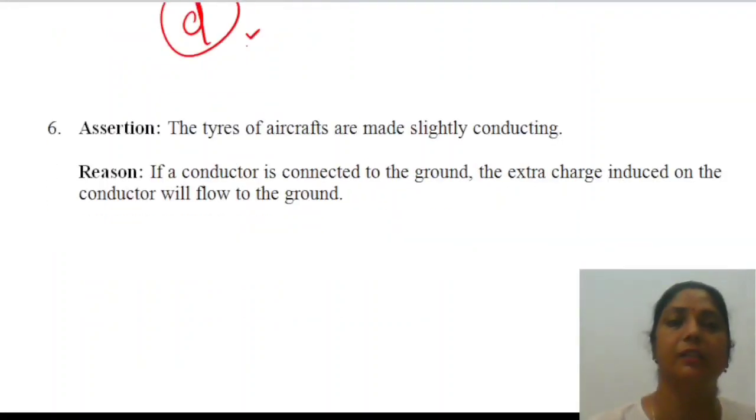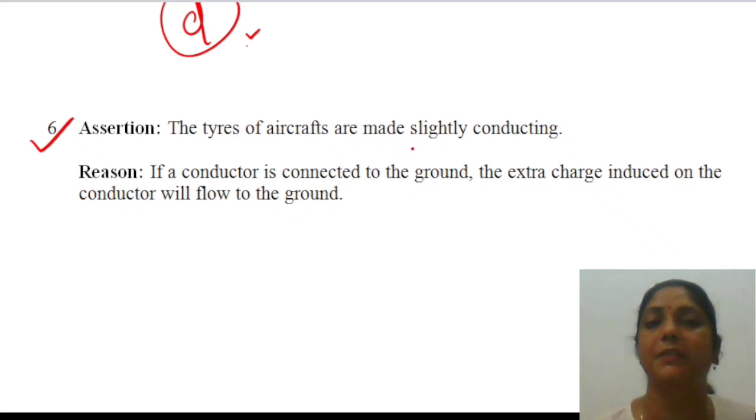In this one, the tires of aircrafts are made slightly conducting. Is this statement true or false? You know, the tires of aircrafts are made slightly conducting so that extra charge goes inside the earth. Due to frictional process between the tire and the ground, charges develop on the surface. So all these charges go inside the earth by the earthing process. The tires of aircrafts are made slightly conducting. This statement is true.